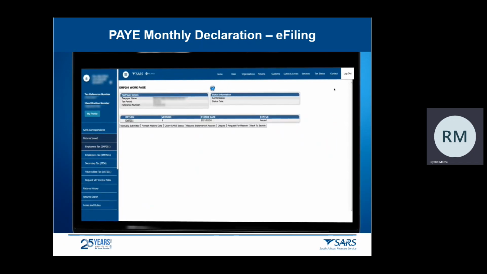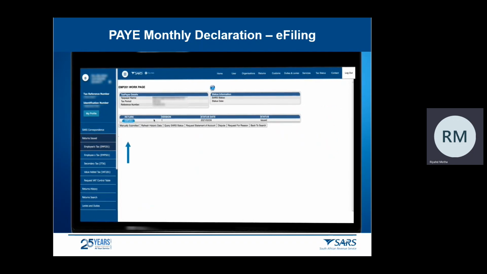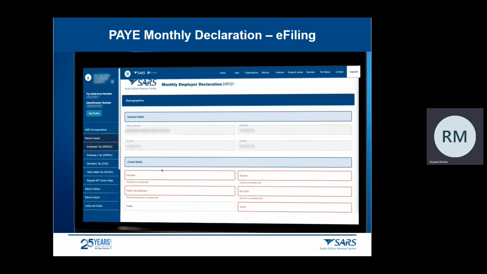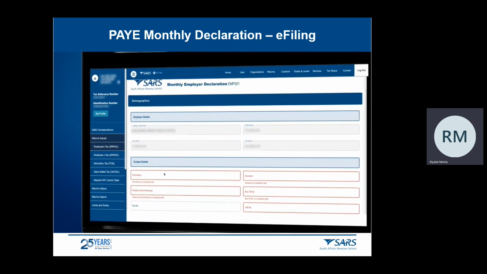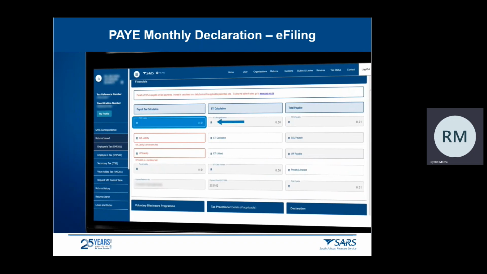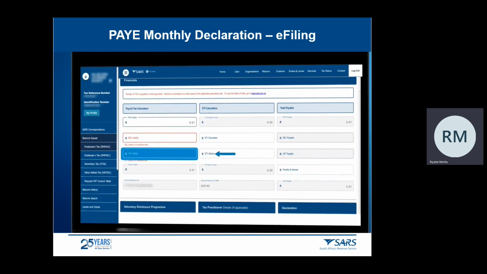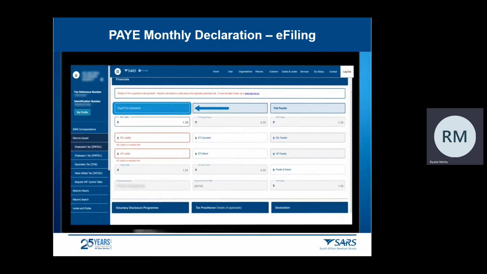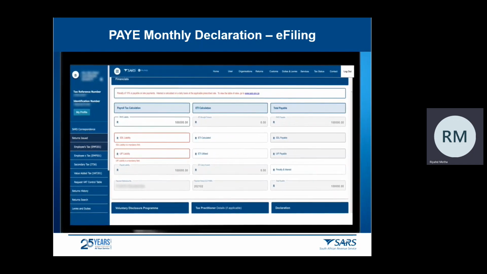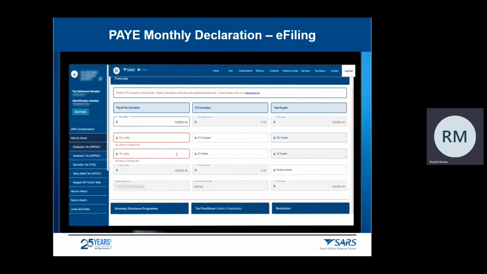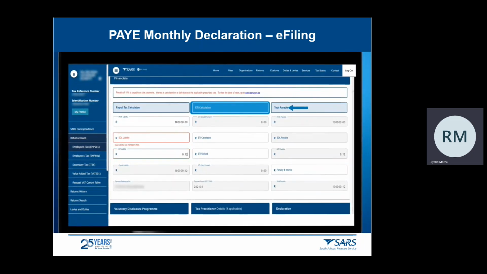The return will be issued on the EMP201 work page, and to open the return, click EMP201. Make sure that you complete all the mandatory information in the red fields on this declaration. Declare the amount for PAYE, SDL, and UIF liability where applicable in the payroll tax calculation section. SARS will have pre-populated the payment reference number and the payment period fields already. Complete the ETI calculation section.